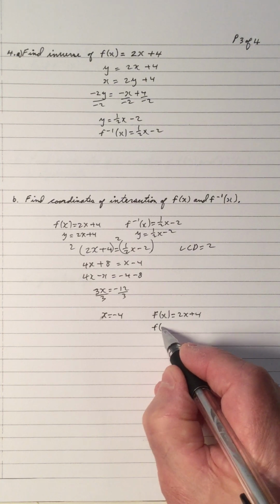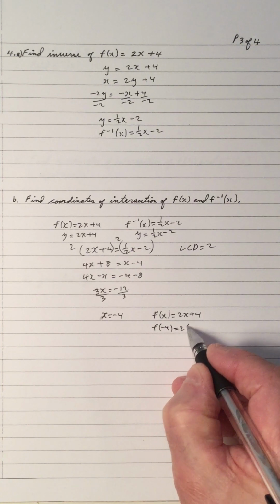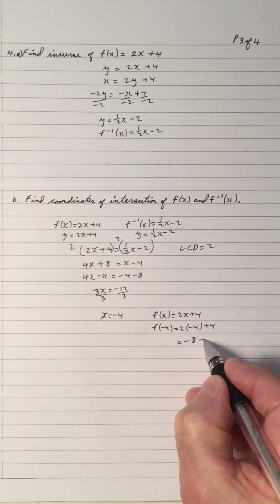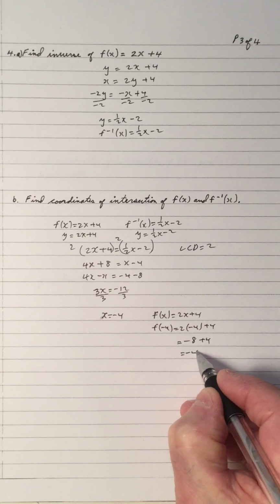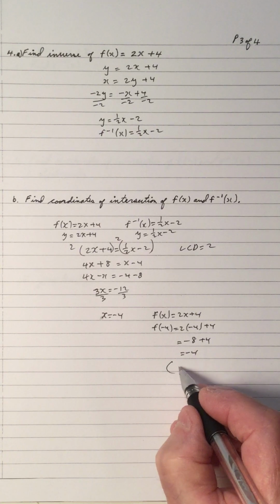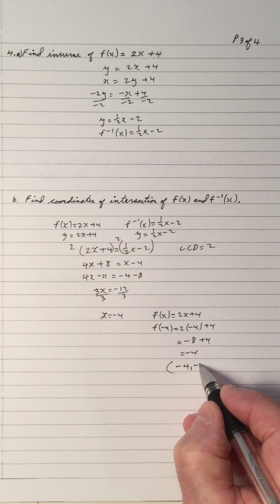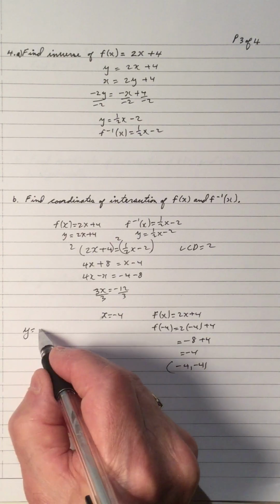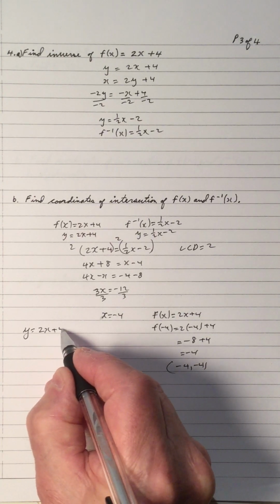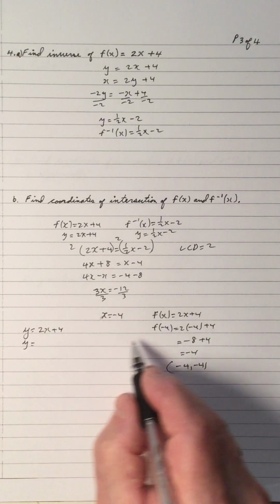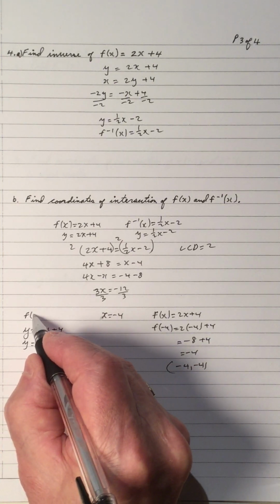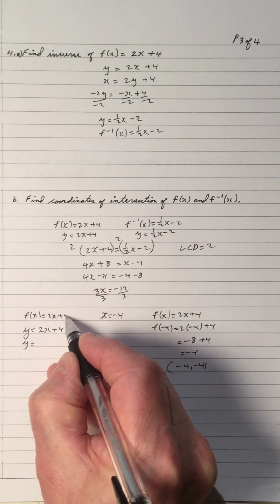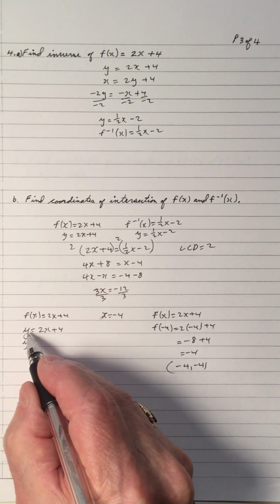So the f of -4 is 2 times -4 plus 4. -8 plus 4 is -4. So the point of intersection: x is -4, y is -4. Or I could have written y equals 2x plus 4. The f of x is 2x plus 4, so I can change the f of x to a y.